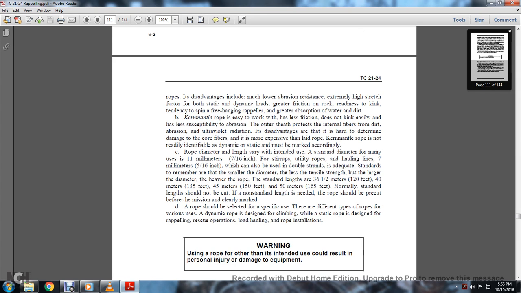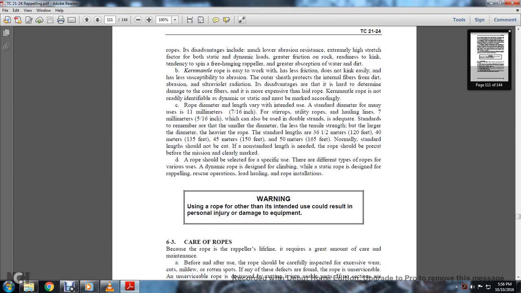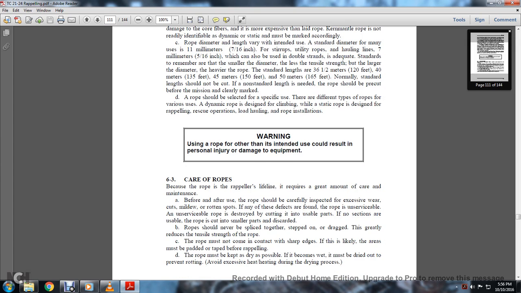There are different types of ropes for various uses. The dynamic rope is designed for climbing, while the static rope is designed for rappelling, rescue operations, long hauls, and rope installations. Warning: using a rope other than its intended use could result in personal injury or damage to the equipment.